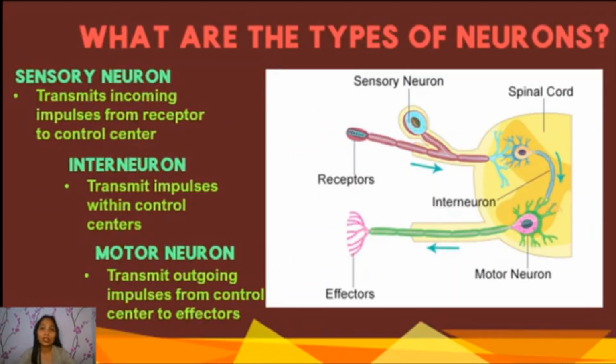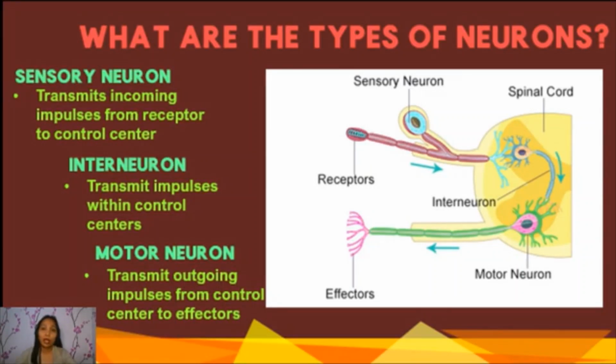The nervous system includes three classes of neurons. These are the sensory neuron, the interneuron, and the motor neuron. The sensory neuron transmits incoming impulses from the receptor to the control center. The interneuron transmits impulses within the control centers. While the motor neuron transmits outgoing impulses from the control center to the effector.